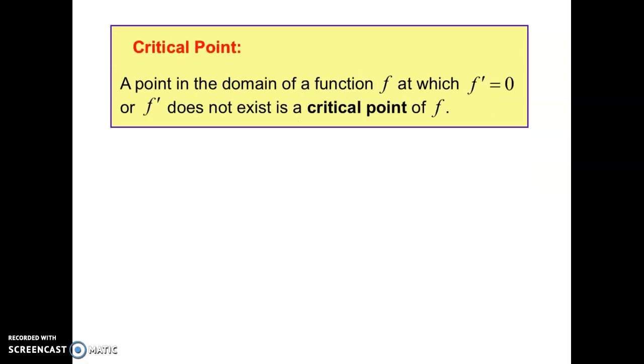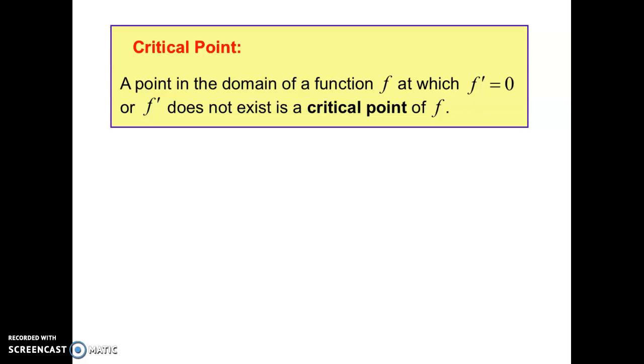Which brings us to the definition of a critical point. We talked a little bit about this in Unit 2, but we're getting more defined here in Unit 4 when we talk about the applications of the derivative. The definition of a critical point is any point in the domain of a function f of x at which the derivative is equal to zero or the derivative does not exist. This is called a critical point of the function.